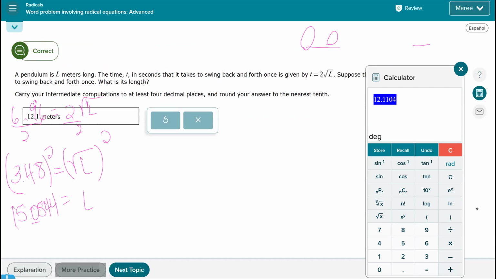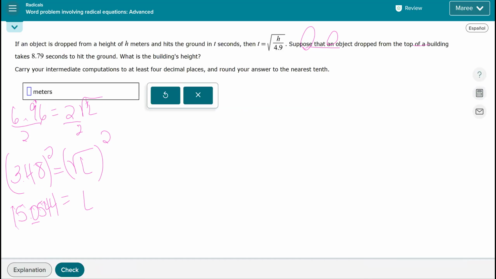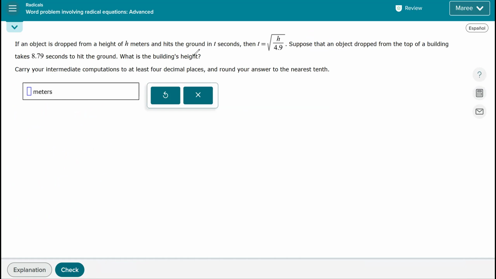Okay. Let's try again. All right. So we have an object is dropped from a height. Here's our time. They gave us a time. Okay. So we have 8.79 equals the square root of h over 4.9. We're going to square both sides. So we'll square 8.79. That way that gets rid of the square root. It was already, the square root was already by itself.